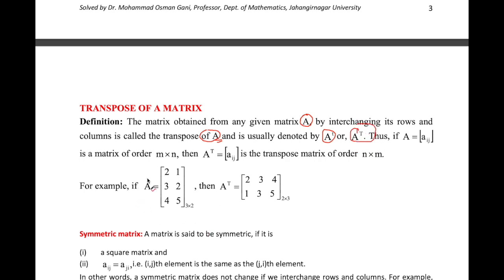For example, A is a given matrix and this is the first row. Now in A transpose, 2 1 will be the first column. The second row 3 2, in A transpose 3 2 will be the second column, and 4 5 is the third row. 4 5 will be the third column in the transpose.